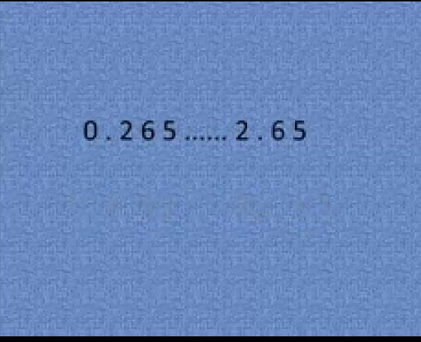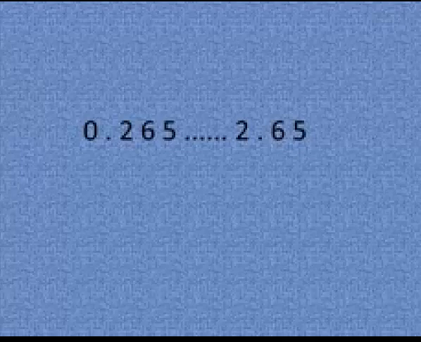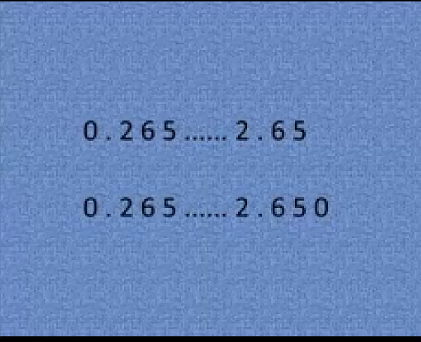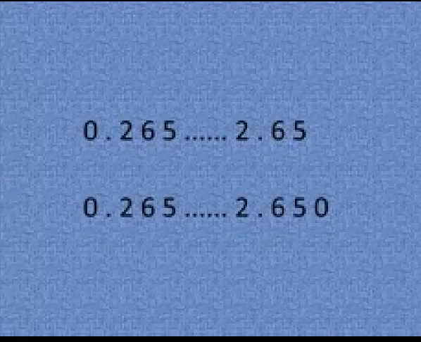Next example, 0.265 or 2.65. On the decimal part of the second number we have two digits, and on the first number we have three digits, so I have to put 0 on the right hand side of 65. It will be 2.650 or 0.265. Yes, 0 is less than 2, so I am going to put the sign less than, so 0.265 is less than 2.650. Less than.